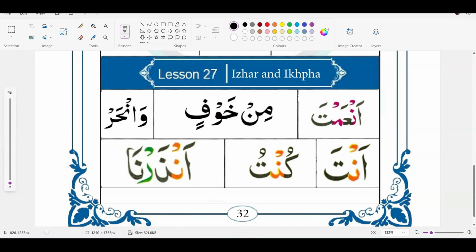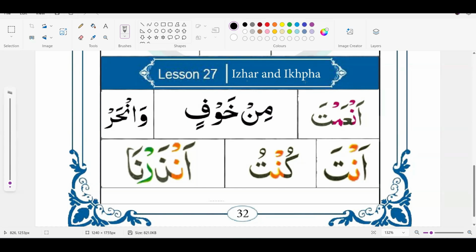In Idgham we learned that whenever we have any letter from Yarmalun, Ya, Ra, Mim, Lam, Waw, Noon, we call it Yarmalun. Whenever we have a Yarmalun letter after Noon Sakin or Tanween, we merge. We do Idgham. Idgham means merging. I also gave you the tip that whenever two connecting signs come together, where the first one is sukoon and the second one is shadda, we skip the sukoon sign letter. Got it?